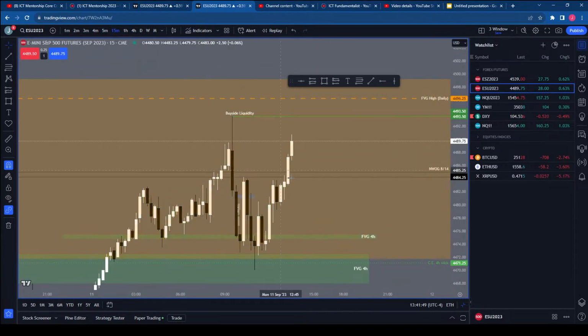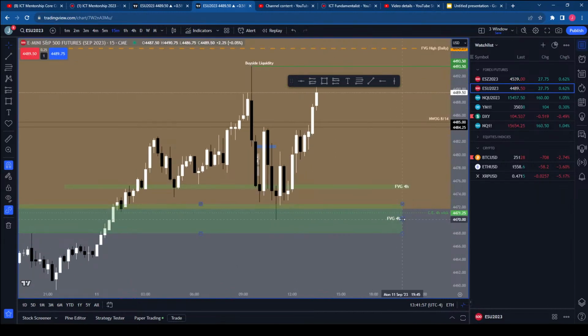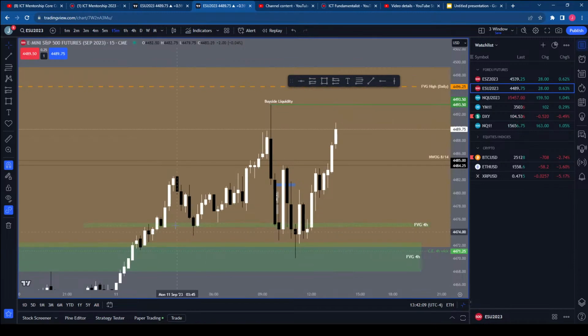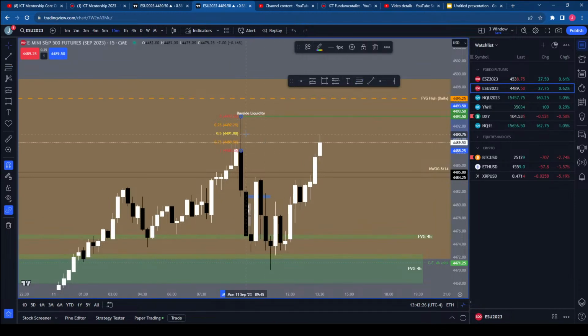Let's go to 15. Consolidation. So we hit the consequent encroachment of this fair value gap beautifully. Right there. Retraced back up. Also took sell side. Came up, down, up through that order block. Up through the new week opening gap. And here we are. So I'd want to see how we respect the consequent encroachment of this long 15-minute wick.